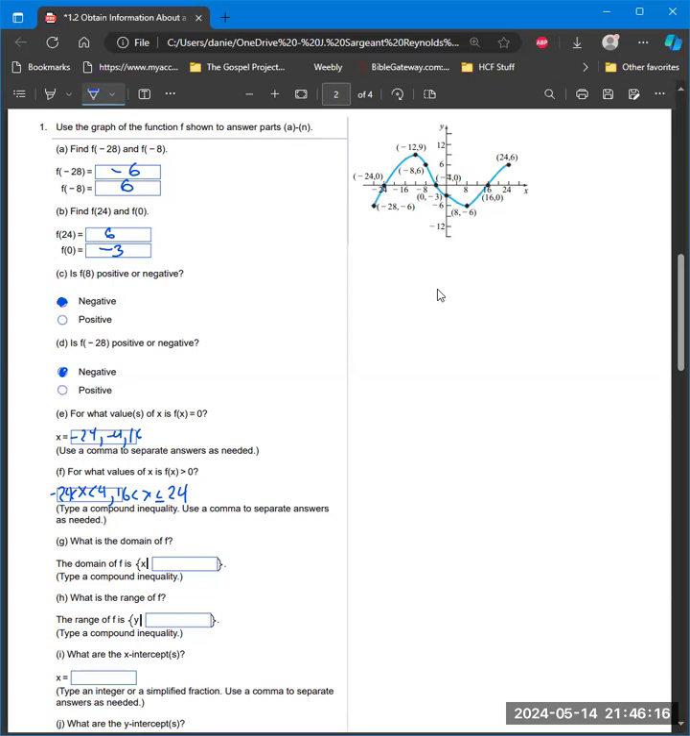What is the domain of f? So x is between negative 28 included and 24 included. The range is going to be negative 6, and make sure you put the variable here as y, up to positive 9. It's the upper bound there. What are the x-intercepts? We listed them before: negative 24, negative 4, and 16. That's the same question as where is the function equal to 0.